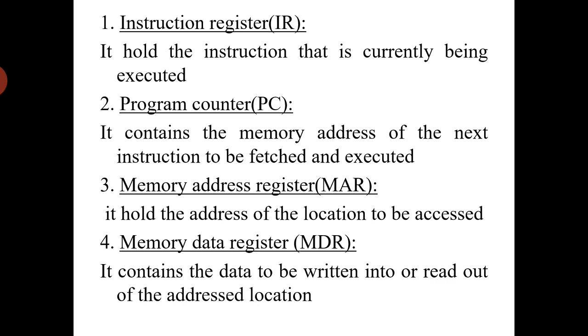And next we have the memory address register, MAR, meaning memory address register. It holds the address of the location to be accessed. The memory address register accepts the address of the main memory location. It holds the address of the location to be accessed within the main memory. And next, the memory data register.